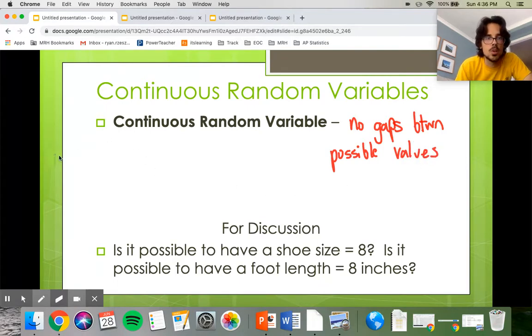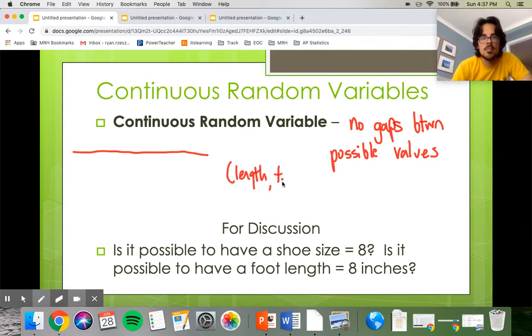In other words, your possibilities are anything on the continuum here from the lowest possible to the highest possible value. You can have however many decimal spots you can get, basically. Examples of things that are continuous are length, time, weight, etc.